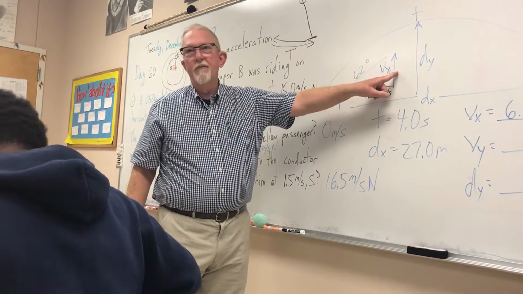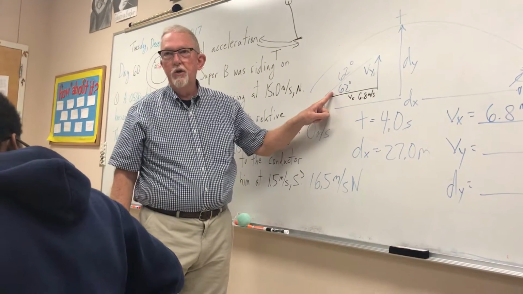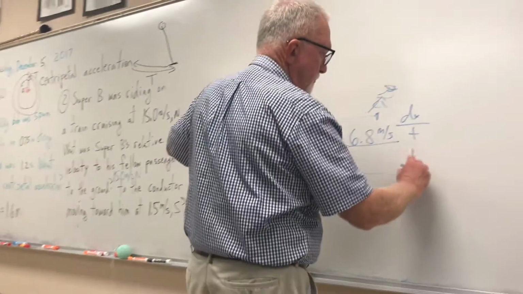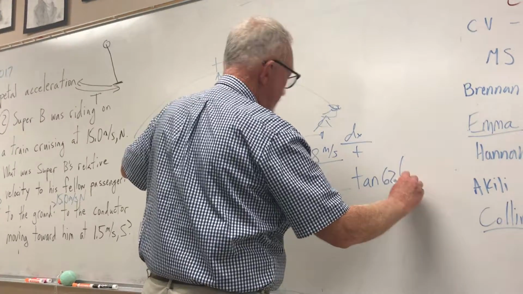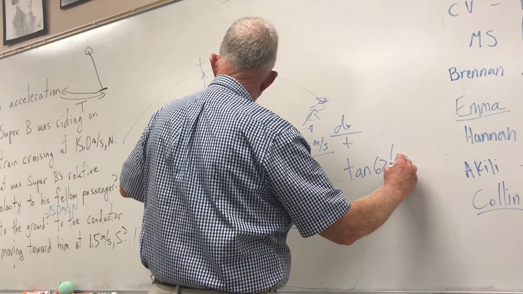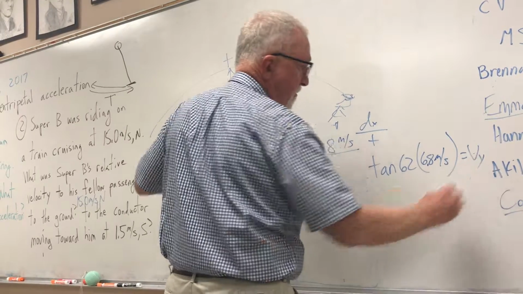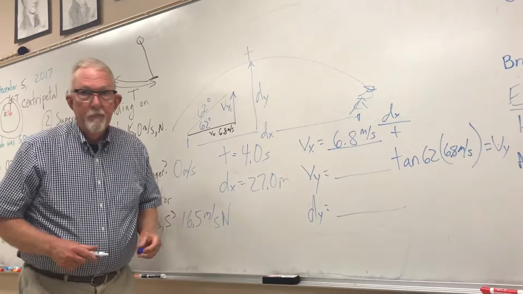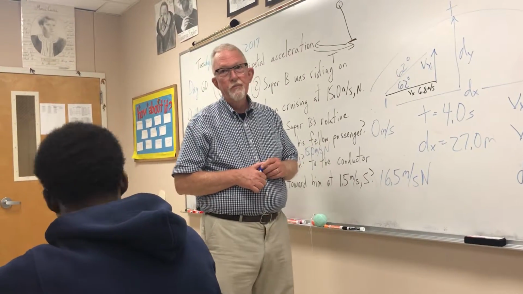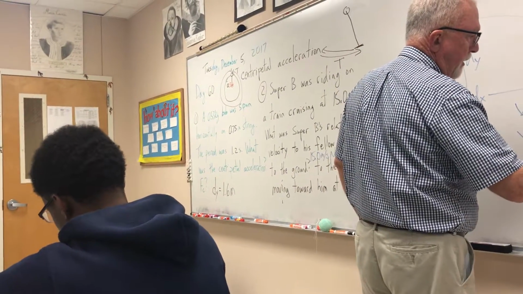So to find this side of a right triangle, when you know the adjacent side, you say tan 62 times 6.8 equals Vy. Which is opposite over adjacent. What'd you get, Keely? 12.8. All right, 12.8, which we'll call 13.